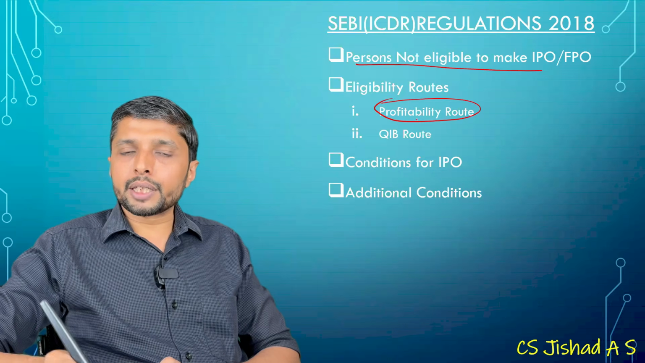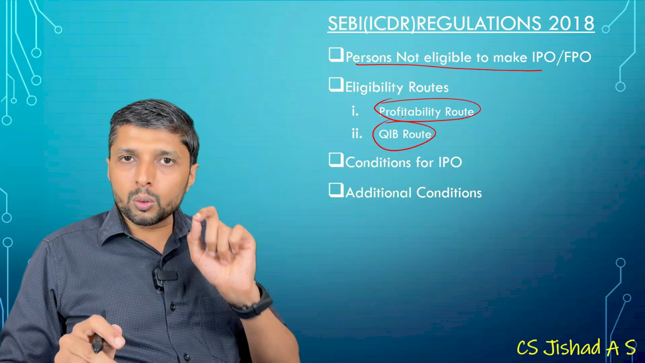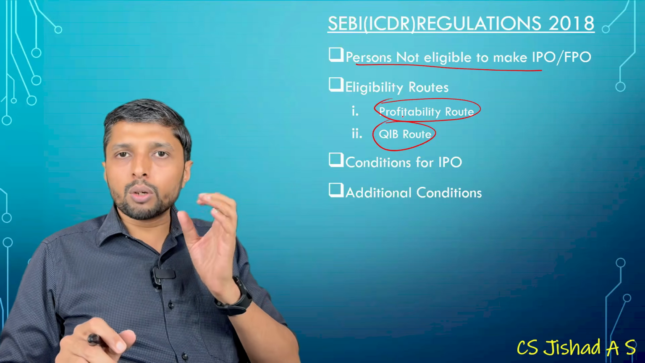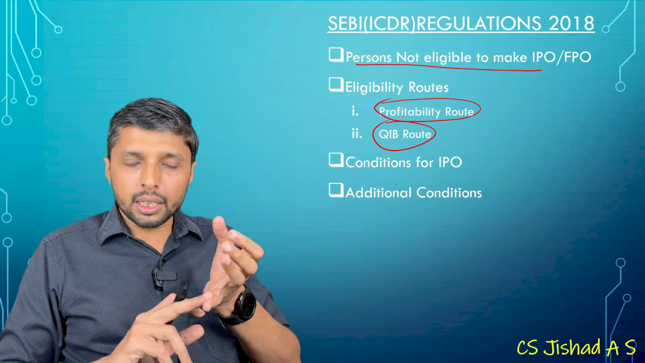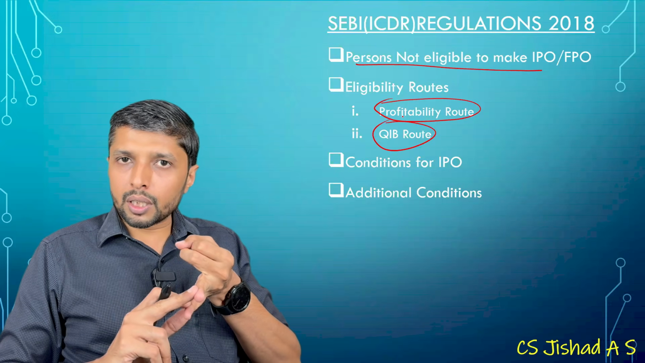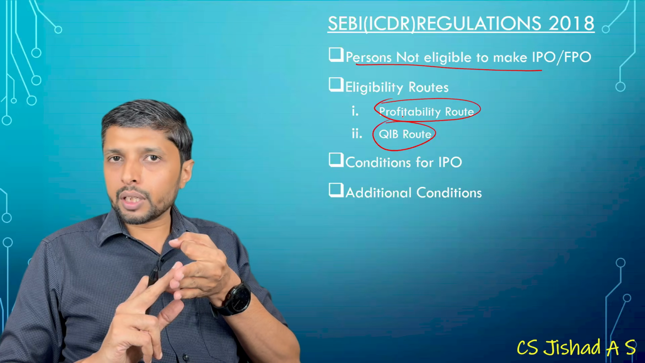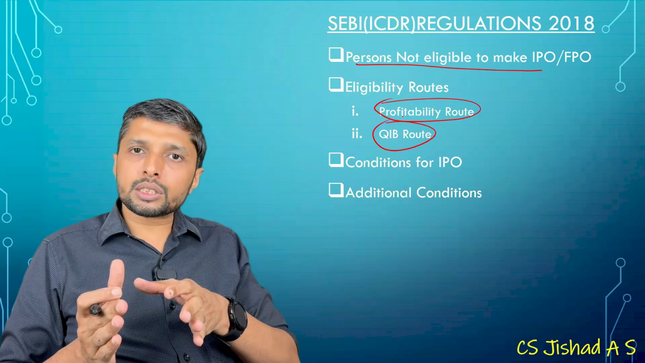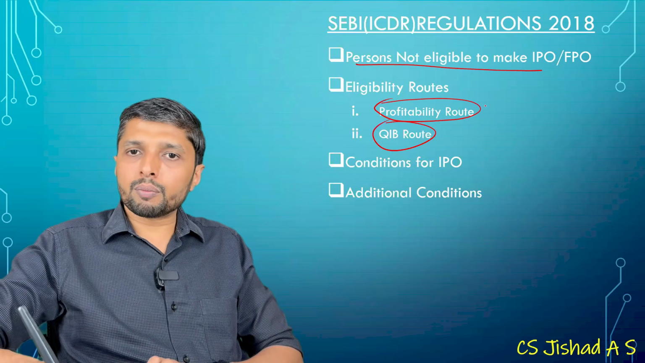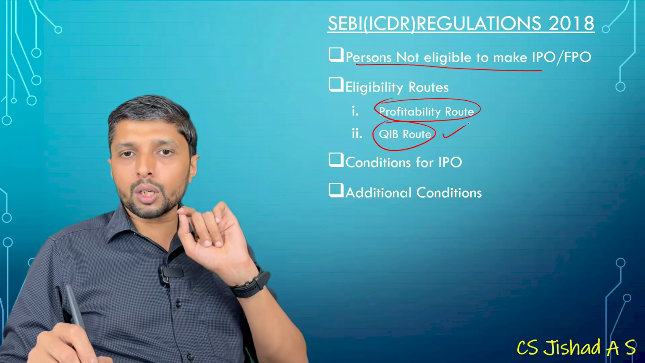We have eligibility route. We have two routes, profitability route and QIB route. If you want to go for IPO, FPO under profitability route, you have to satisfy 4 conditions. Minimum net tangible asset of 3 crore or above, then net worth of 1 crore or above, then average operating profit of minimum 15 crore. Okay, then if you have changed your name in the last 1 year, minimum 50% of the revenue to come from that activity. If these conditions are not satisfied, you can go for QIB route.